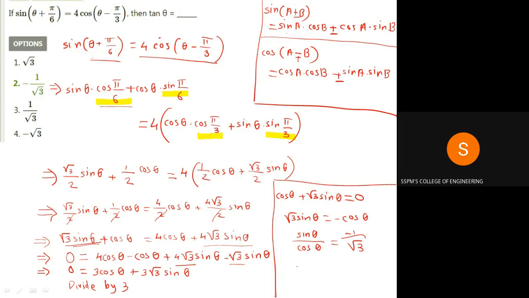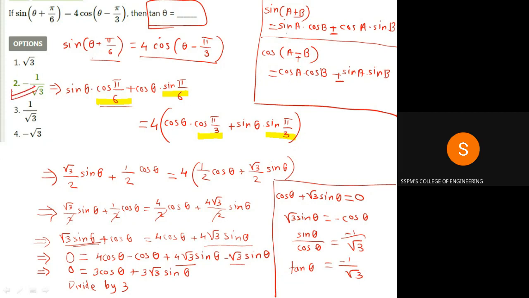What is sine theta upon cos theta? Sine theta upon cos theta is tan of theta. So tan theta is equal to minus 1 upon root 3. So what were we asked? We were asked the value of tan theta. So this is the value of tan theta. Which one is it? Option number 2.